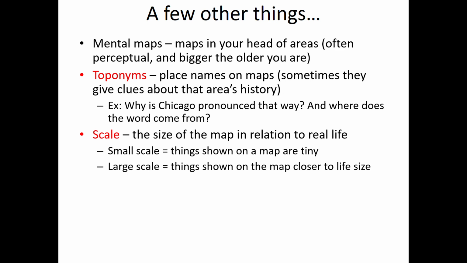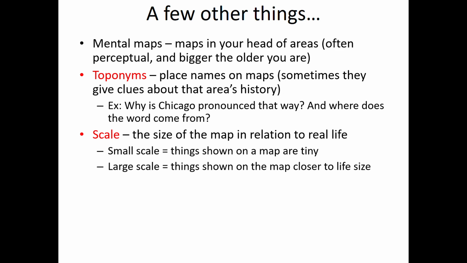A large scale map then is the opposite of that. You're zooming in somewhere, so the things on the map are closer to life size. Of course, they're still probably very small compared to real life size, but they're going to seem way bigger than on a globe. So again, just to contrast these, large scale maps show you things zoomed in so that they're closer to life size. Small scale maps show you things that are super tiny.